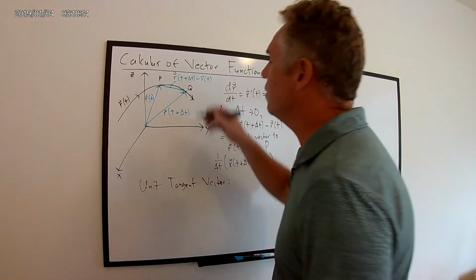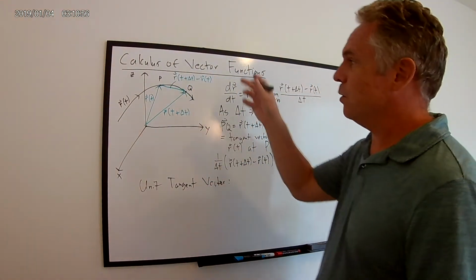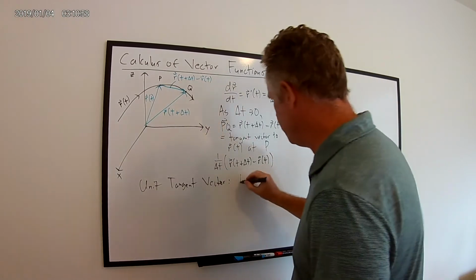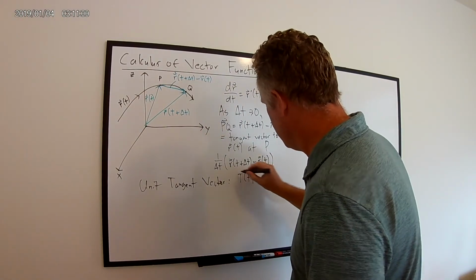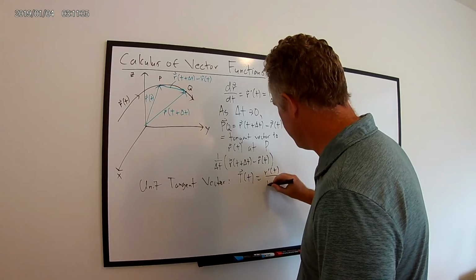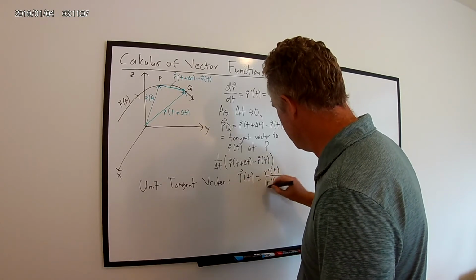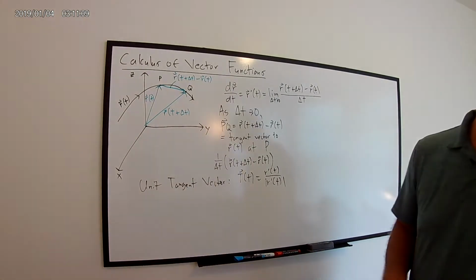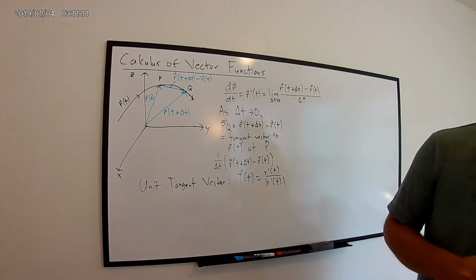So we'd like to find the tangent vector that only has a magnitude of 1, and you can find this simply by taking r prime of t and dividing by the magnitude of r prime of t. So this is our unit tangent vector. That may be useful sometimes.